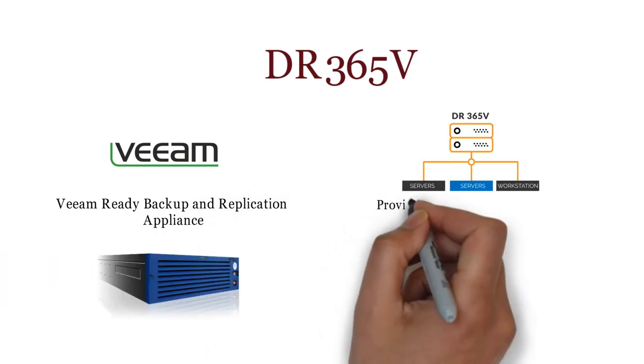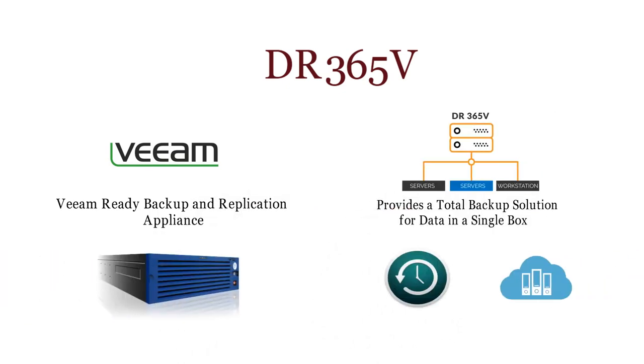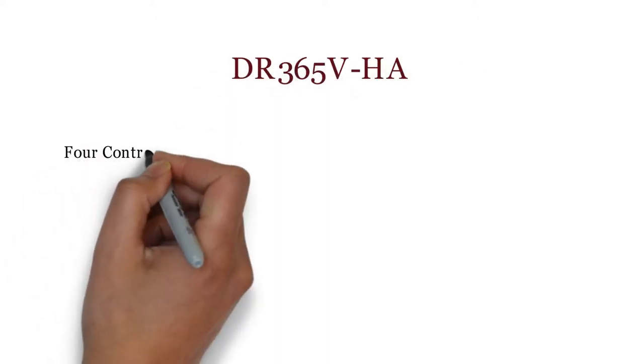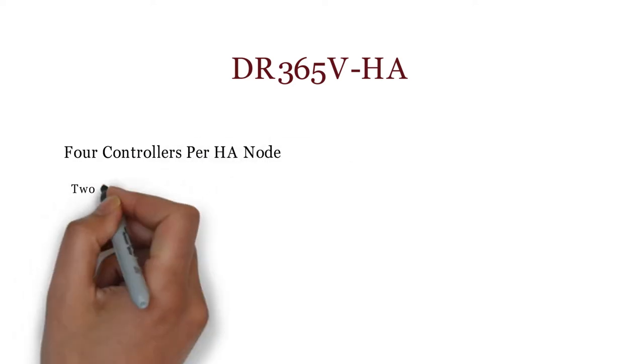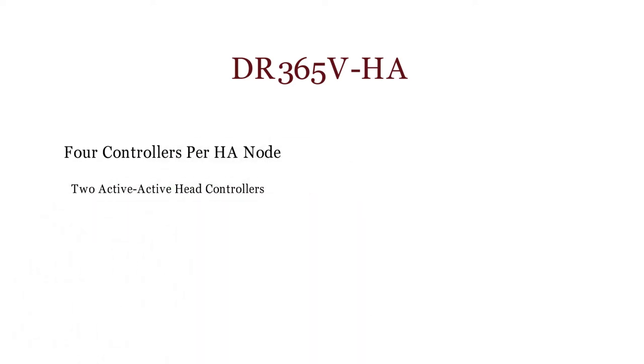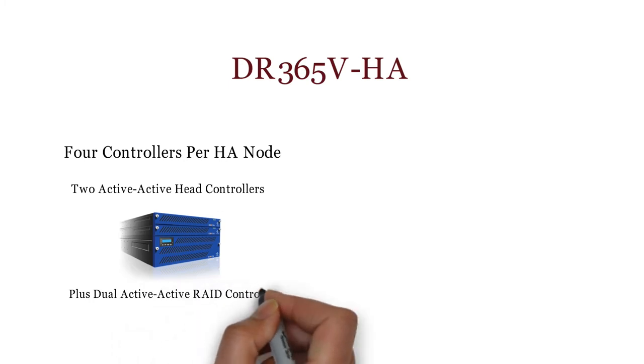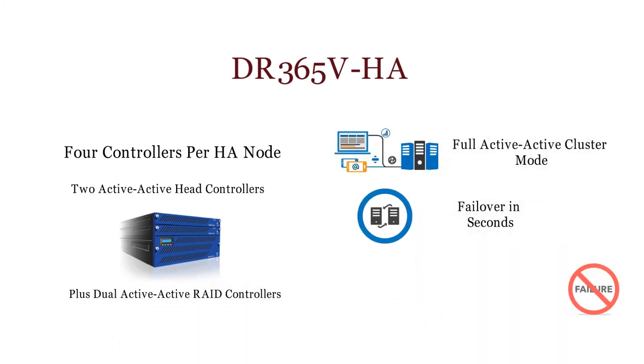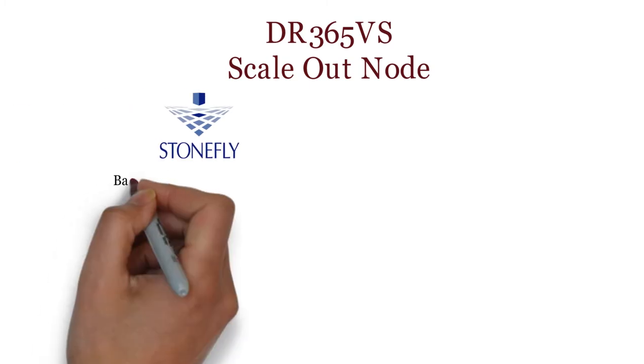DR365V is a Veeam Ready Backup and Replication Appliance that provides a total backup solution in a single box. If you have mission-critical applications which cannot be compromised, then you can use DR365V HA, which has two active-active head controllers plus dual active-active RAID controllers. The data is failed over in a few seconds and there is no single point of failure because it has a full active-active cluster.